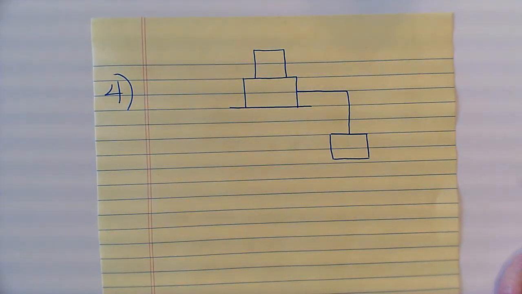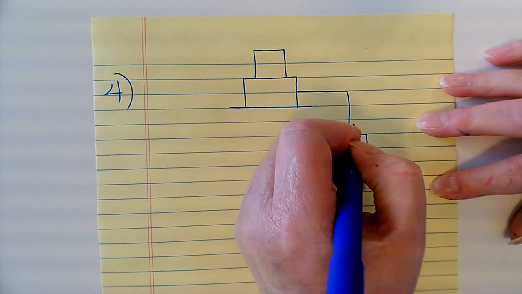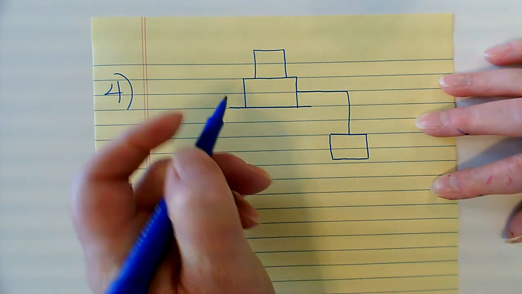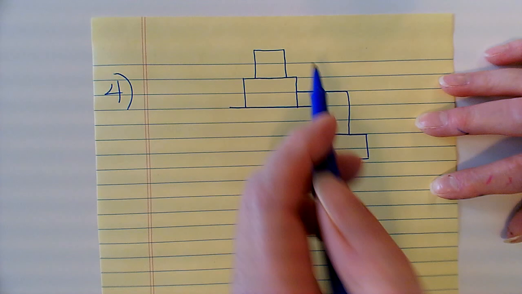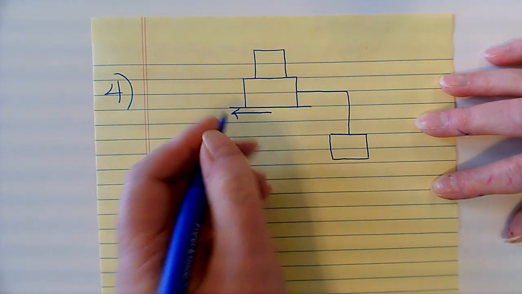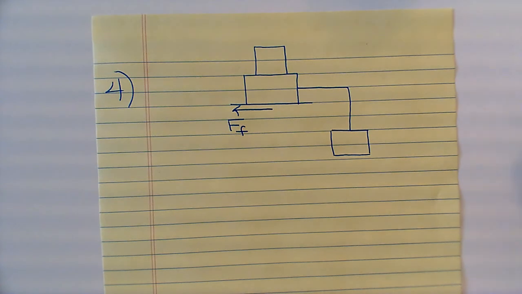So what you have to realize here is that we have this FW that's pulling the system down, and the only thing that could hold this on the table, that has to counteract that force going down, is going to be the friction that exists between the table and this collective set of blocks here.